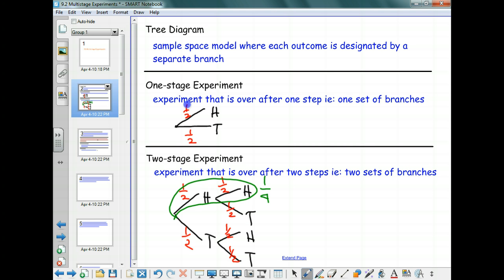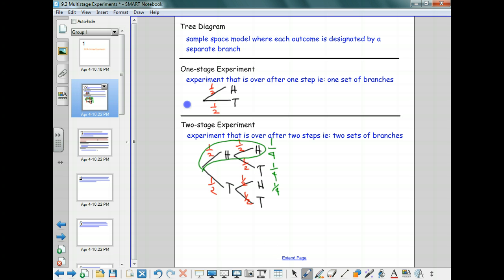What's the chance that I get a heads and then a tails? It's 1/4, because there's still just 1/2 times 1/2. What's the probability I get a tails and then a heads? 1/4. And then a tails and a tails? 1/4. Now here's the deal.